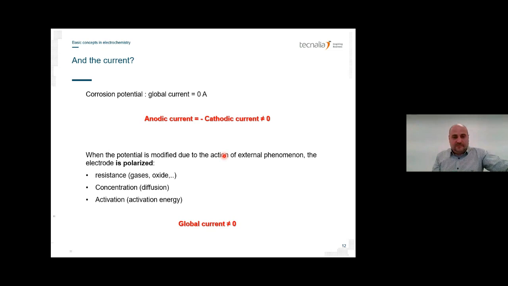That is like imposing a positive or a negative potential. So when we force this movement of potential, we say that the electrode is polarized. And this polarization can also be done by resistance, as I mentioned before, with an electrical current. We could also find a way to change the concentration of the element of the electrolyte at the surface of the material. Or we could activate the electrode. Anyway, in this case, for the electrode itself, the global current will be different from zero.